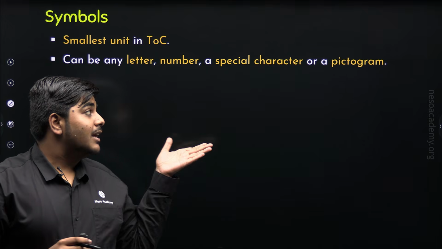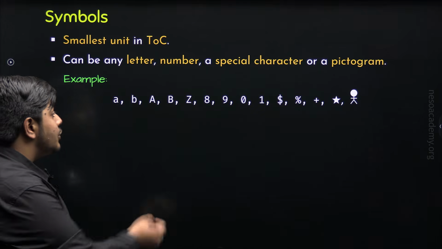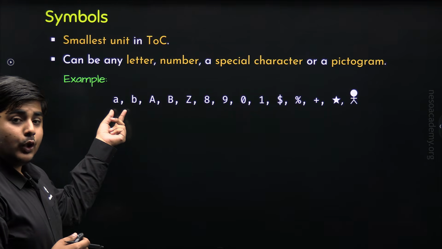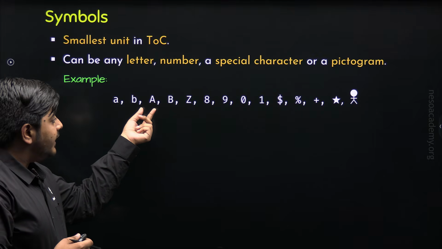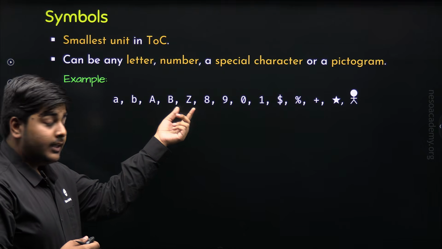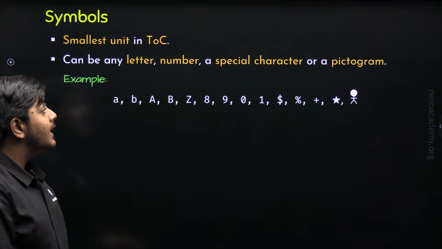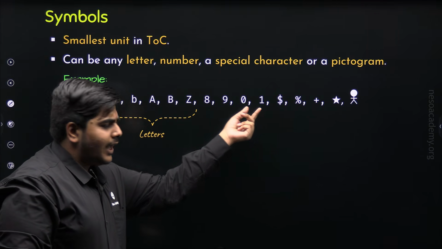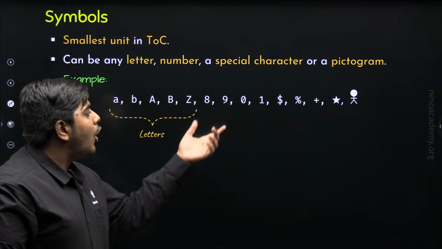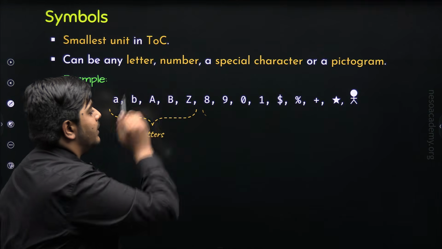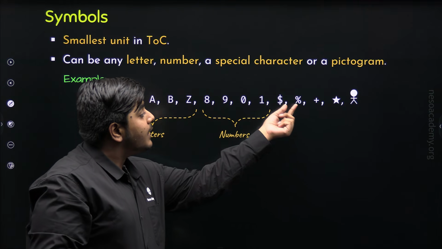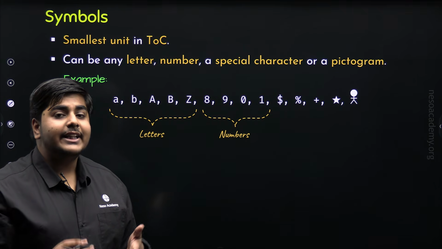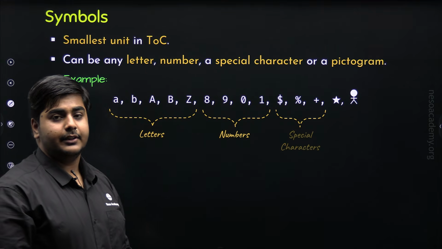Now we will see some examples of symbols. So these are all the examples of symbols. If I take lowercase a, lowercase b, uppercase A, uppercase B, and uppercase Z, these all are the examples of symbols as letters. Number 8, number 9, 0, 1, even 5, 6, 7, all are examples of symbols as numbers. Dollar, percentage, plus, and even minus, multiply, at the rate, hash. These all are examples of symbols as special characters.